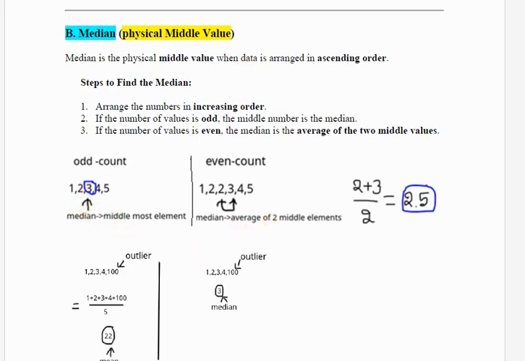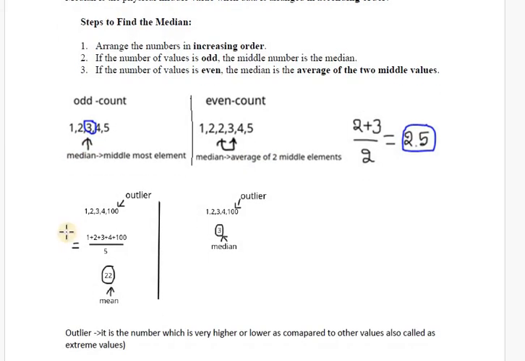So now we will study the concept of outliers. First of all, an outlier is a very high or very low value when compared to the other values in a data set. For example, in 1, 2, 3, 4, 100, the 100 is an outlier here. When we have a data set with an outlier, the median is preferred.